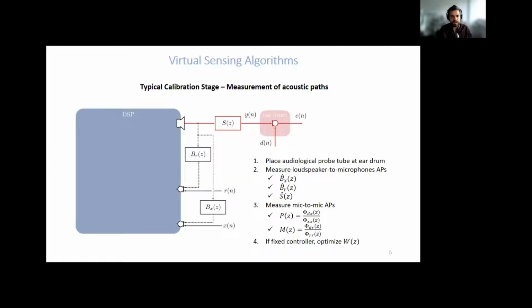Virtual sensing works using a two-stage approach. In the first stage, called the calibration stage, an audiological probe tube is placed at the eardrum, depicted here in pink. With the DSP depicted in blue, the loudspeaker to microphone acoustic paths are measured. Afterwards, subject to the noise sound field, the microphone to microphone acoustic paths are measured. If a fixed controller is considered, now it will be optimized considering the measured acoustic paths.